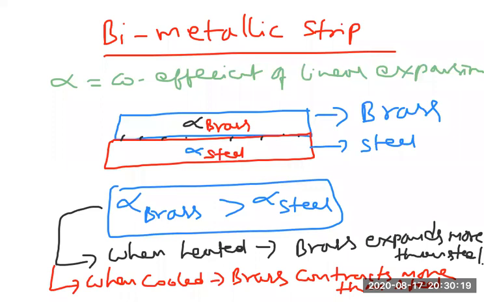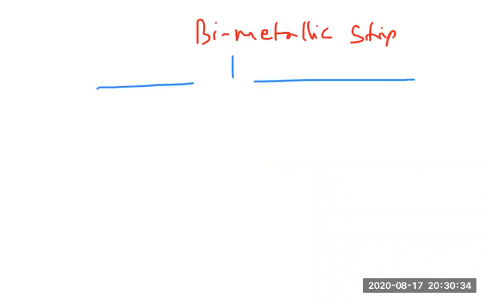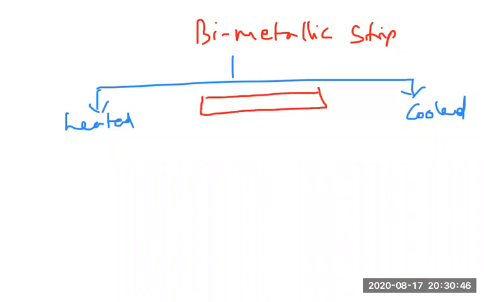Let us see now what phenomenon happens here. When you observe the bimetallic strip, there are two cases: when heated and when cooled. Generally, how will the bimetallic strip be? The upper one is brass and the bottom one is steel. The green one is steel and the red one is brass.